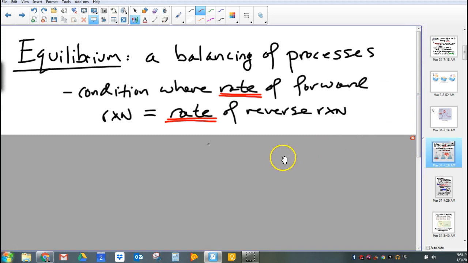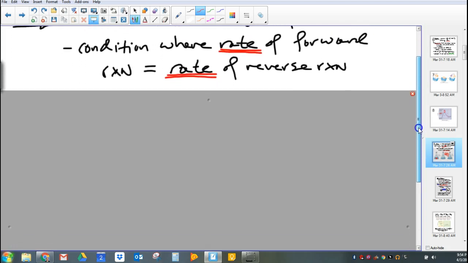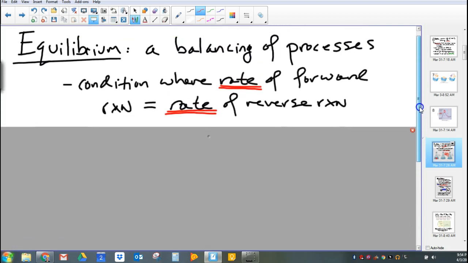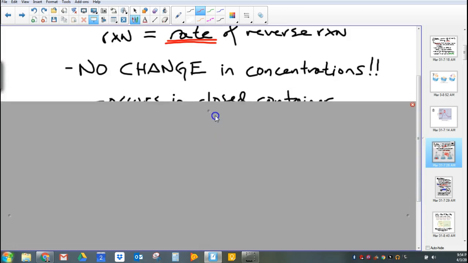So equilibrium is a special case where the rate of the forward reaction, shown here, is equal to the rate of the reverse reaction. Now there are some special things that fall out of this idea that equilibrium is not a balancing of mass on the product versus reactant side, but it's a rate expression. A forward rate equals the reverse rate. So let me show you what I mean.